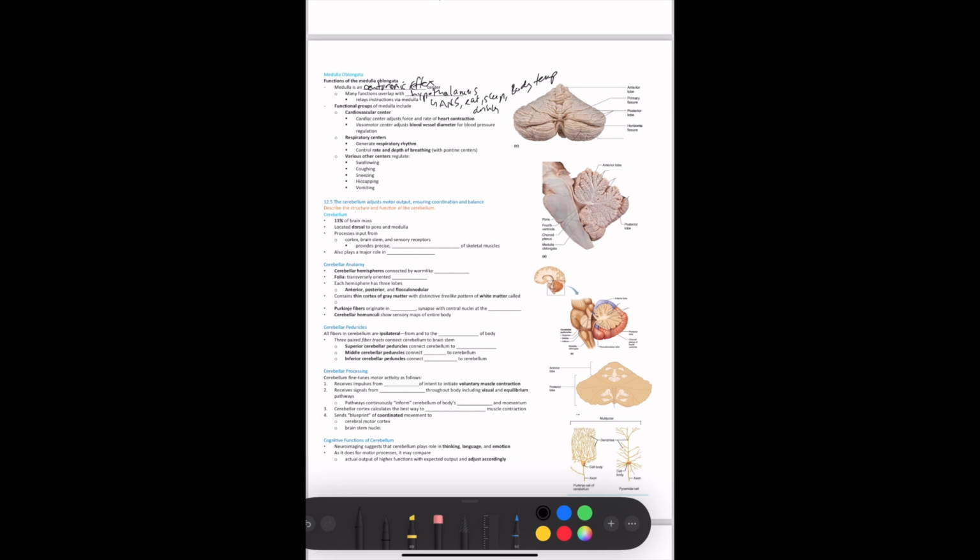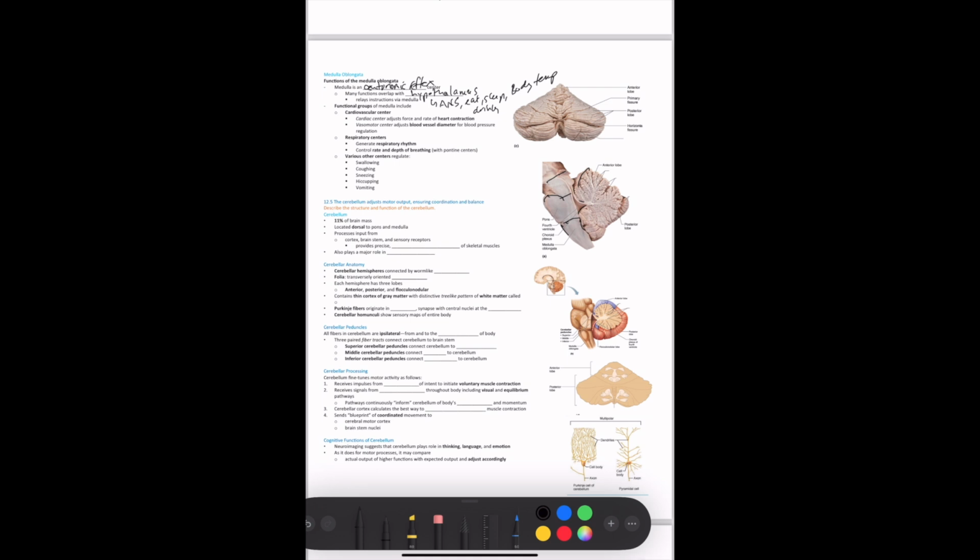Cerebellum adjusts motor output, ensuring coordination and balance. So the cerebellum is going to make up 11% of our brain mass, and it's dorsal to the pons and the medulla. The pons is here, the midbrain is over here, and then the medulla is as we get further down here. Midbrain, pons, and medulla, this is the cerebellum posterior to it.